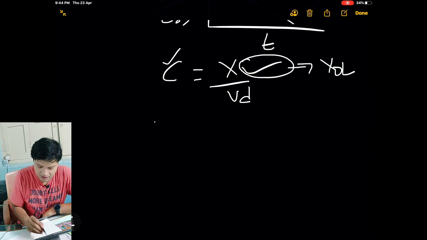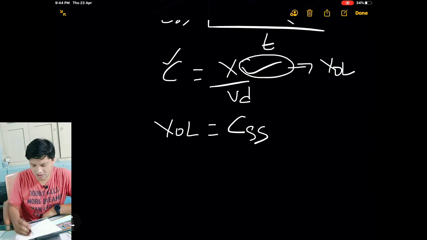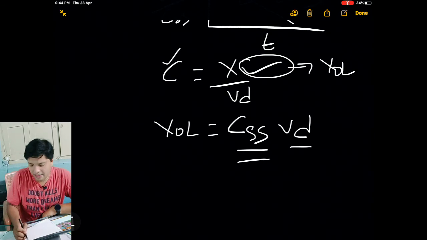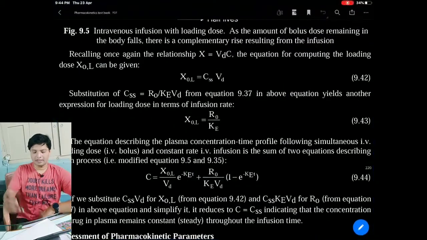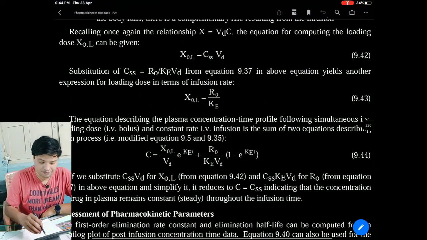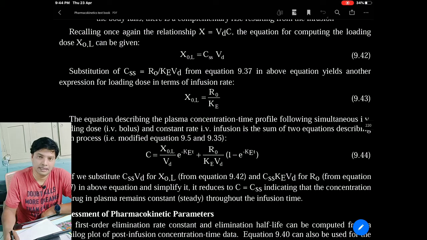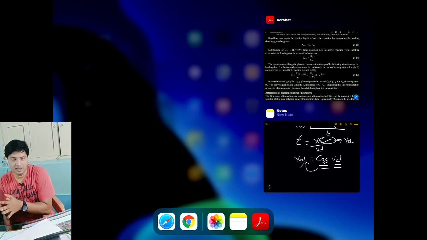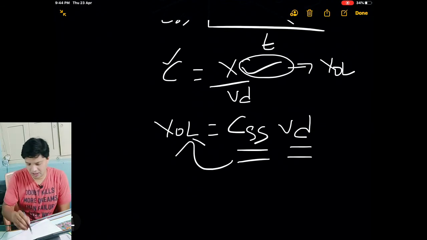So if you rearrange the equation, X naught L is equal to the steady state concentration times Vd. So if you know the steady state concentration and volume of distribution, you can calculate the loading dose, how much loading dose should be given to maintain that. Next, again we know that steady state concentration is R naught by Ke into Vd. So we try to include many parameters to calculate the loading dose. So the loading dose can be calculated from steady state concentration. This is the equation.